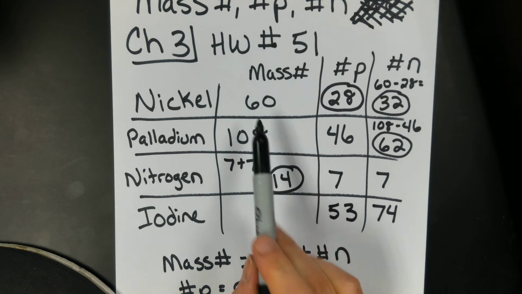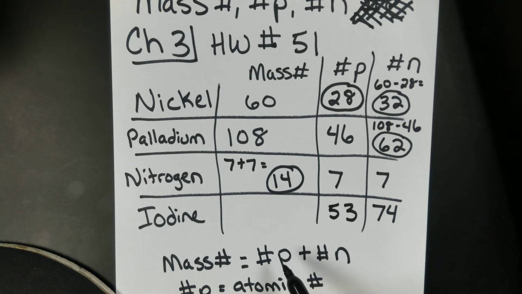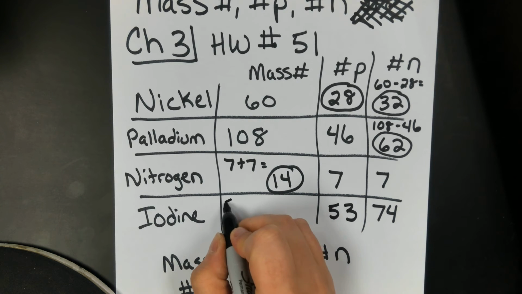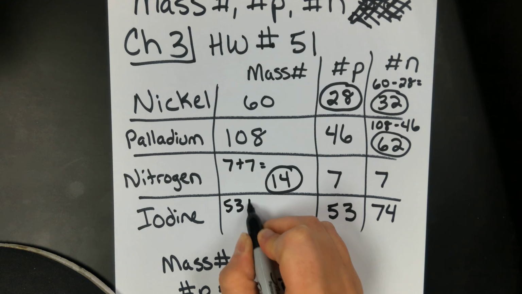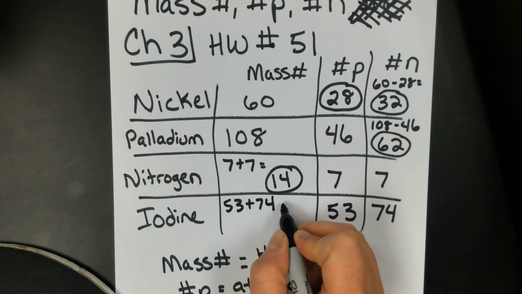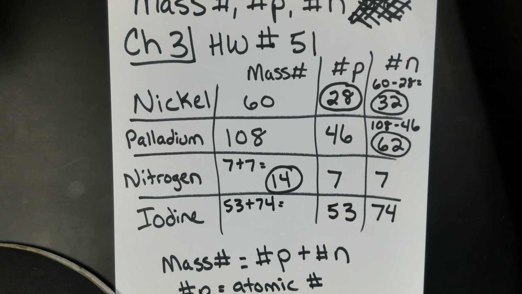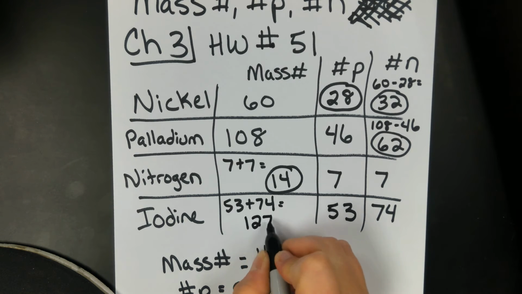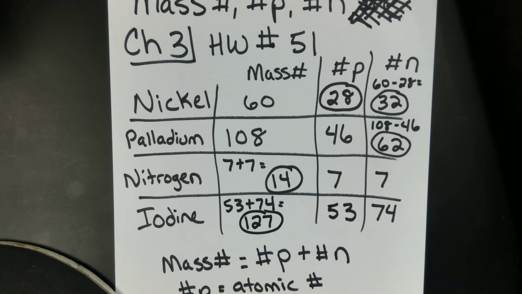And then I know that mass number is protons plus neutrons, so it's going to be whatever 53 plus 74 is. Again, no math in the head. I don't want to risk anything. I get 127. So for bonus practice, why don't we go ahead and represent these?